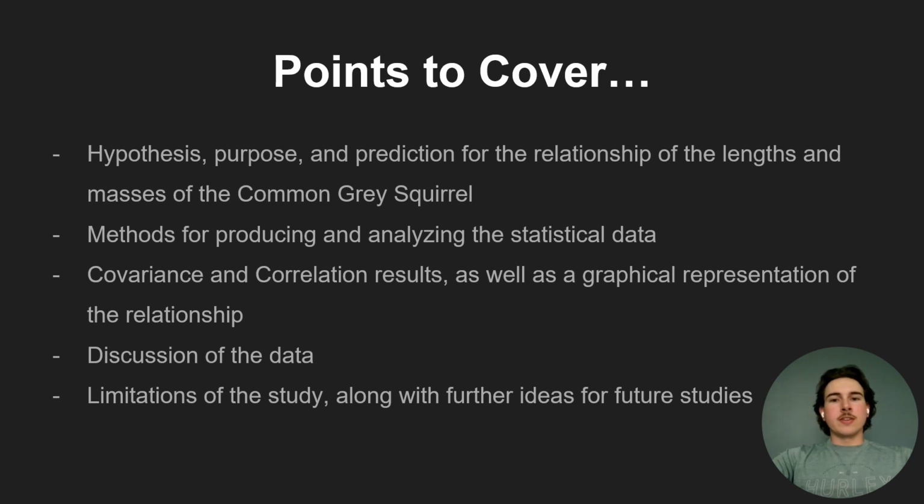To go along with that statistical data, I used covariance and correlation. So we're going to go over those results as well as a scatter plot that I made that outlines the two variables pretty nicely. We're also going to discuss the data, and we're going to wrap it up with talking about the limitations of the study and further ideas for future studies.